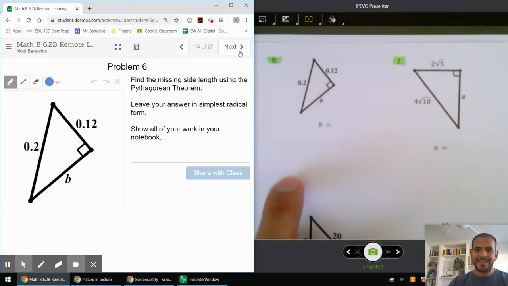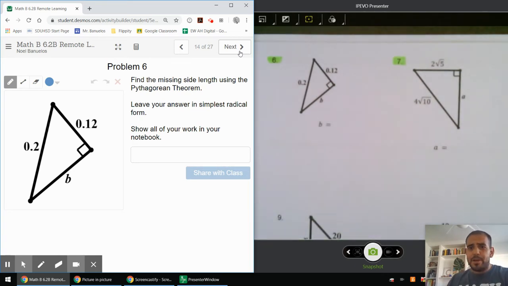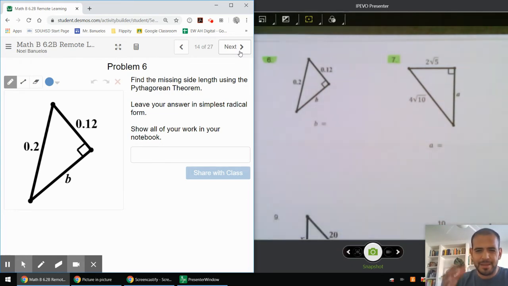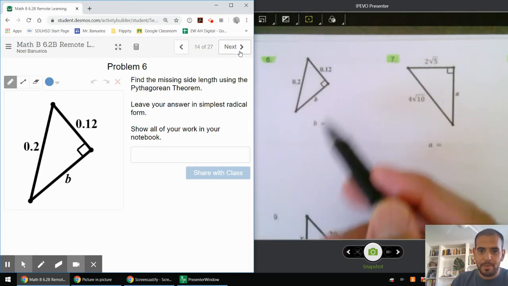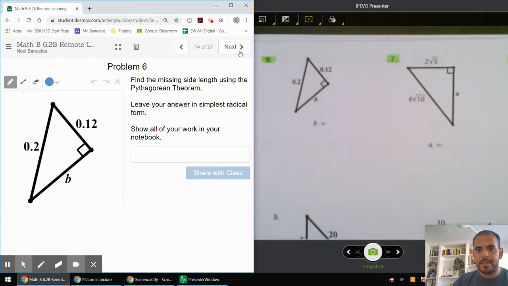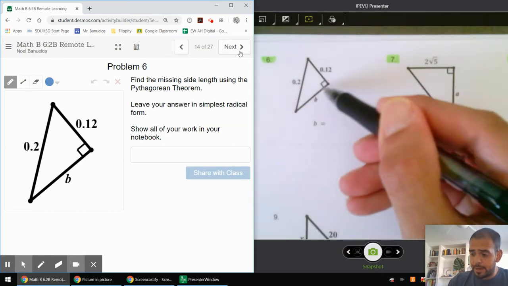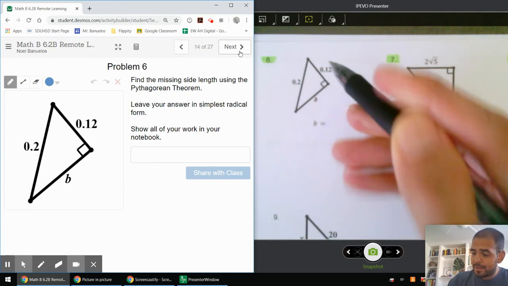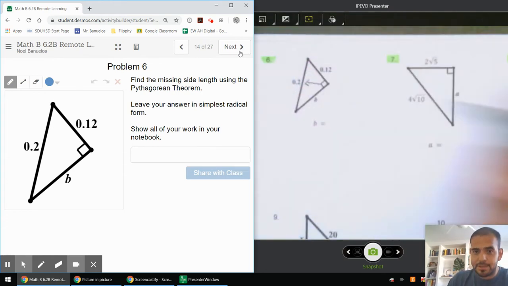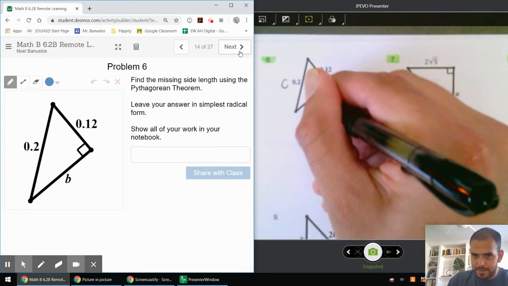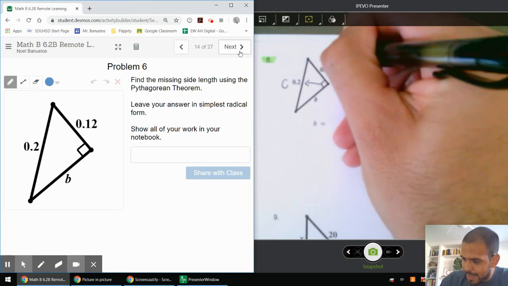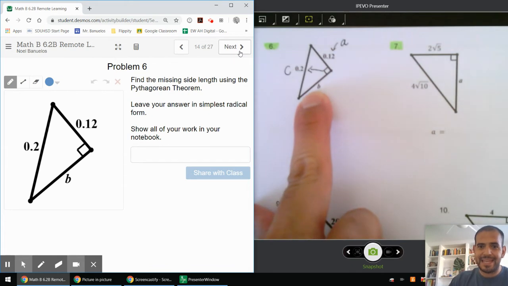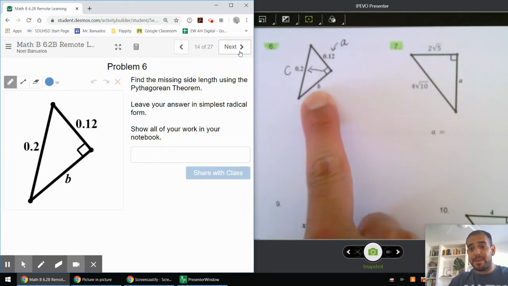Number 6. Now, what's pretty cool about these problems is that they already label one of my side lengths as either a or b, so you kind of don't have to think about it because the problem already labeled it for me. But always approach it as, where's the right angle? Right here. And what's adjacent to it? B and 0.12. So these are your legs. And then what's across from it is your hypotenuse. So this is c. If this is b, then that means this is a. I'm going to use the Pythagorean theorem to find the measurement of this missing leg.